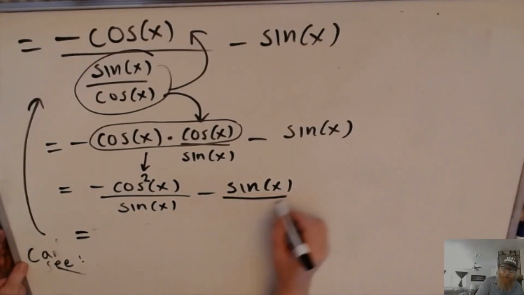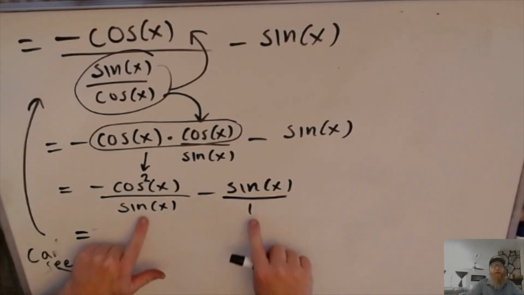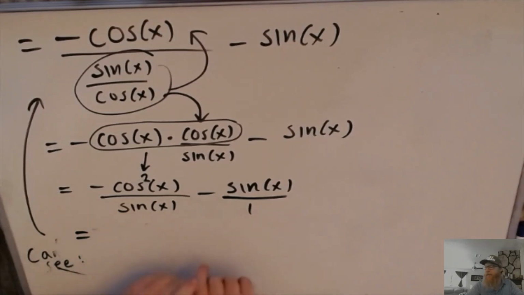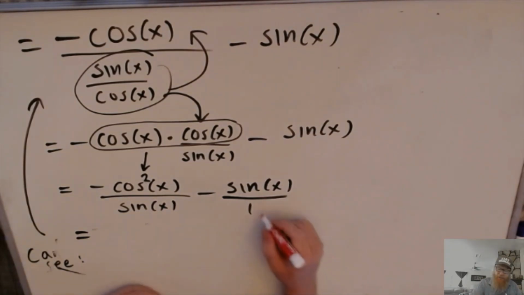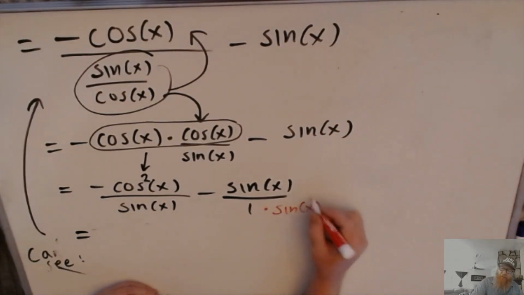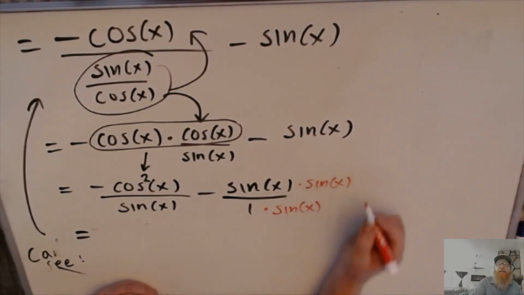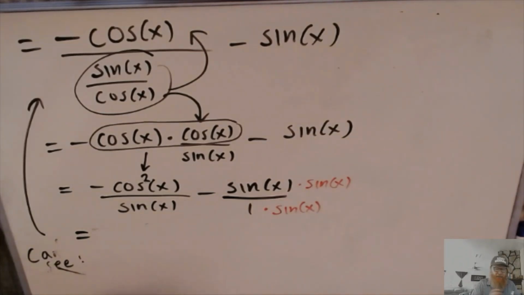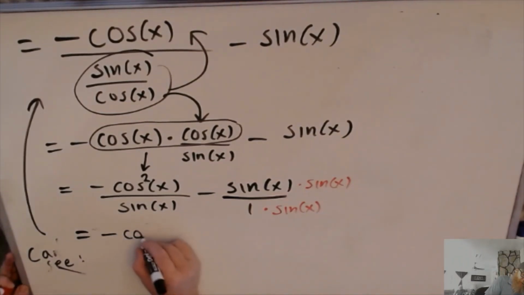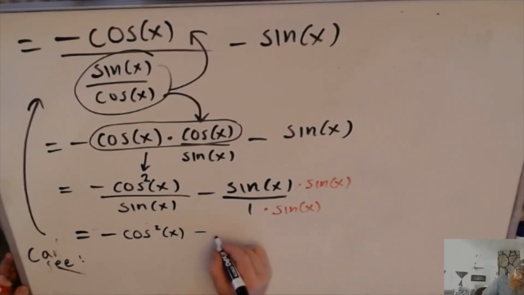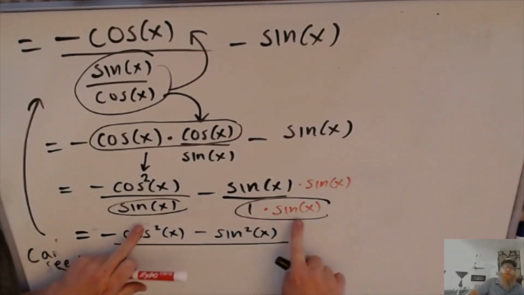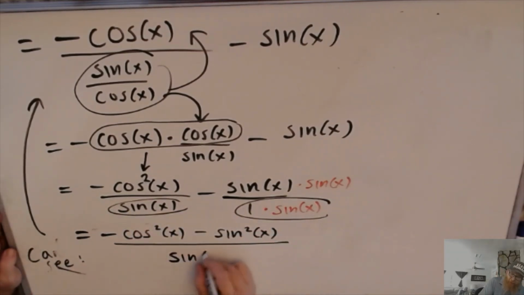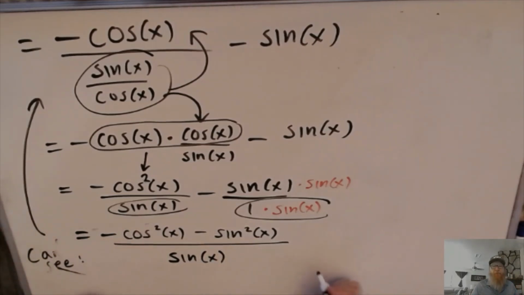Okay, so now we need a common denominator here. Common denominator, so it's sine x and 1, so it's going to be sine x. So we're going to multiply top and bottom by sine x. So now we have negative cosine squared minus sine squared over, now both of these denominators will be the same, so we just say sine x.